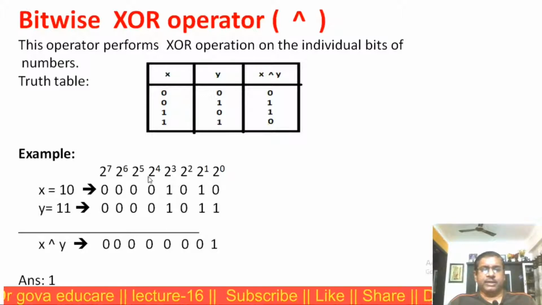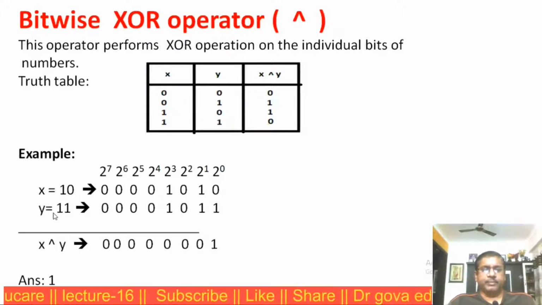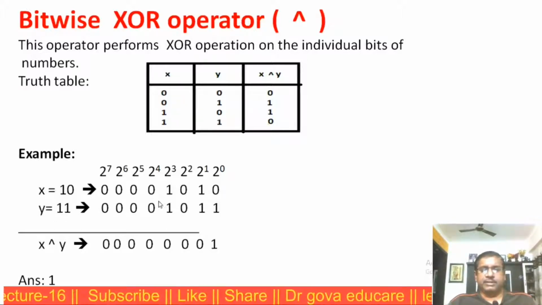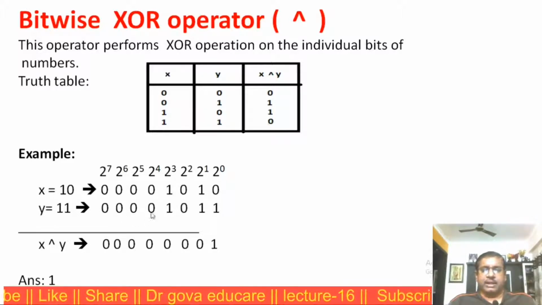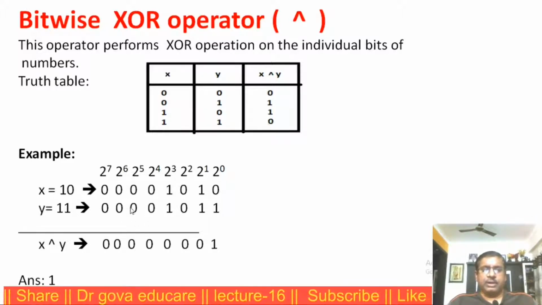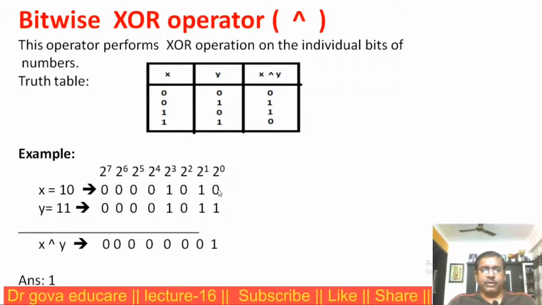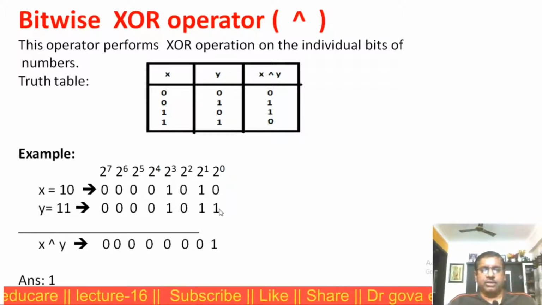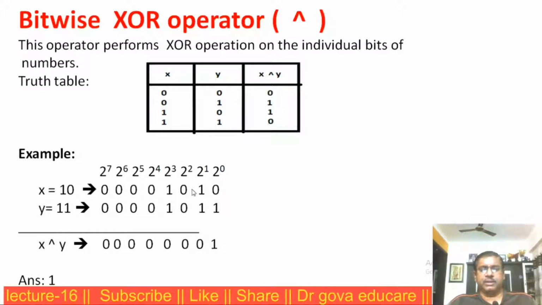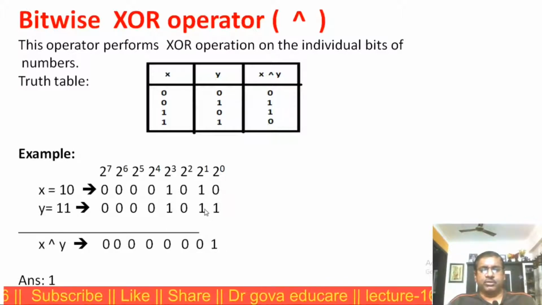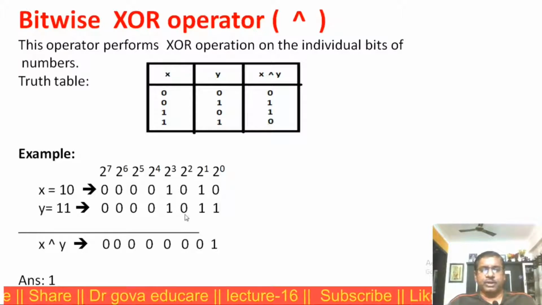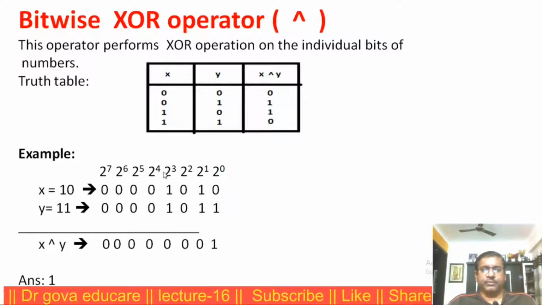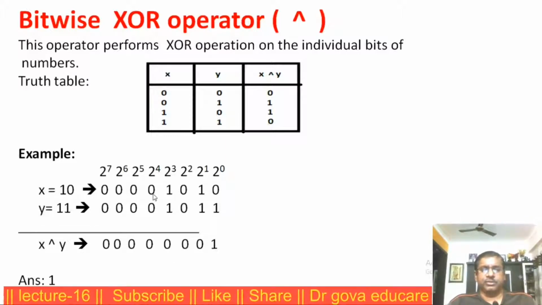X equal to 10, which is the 8-bit representation. Y equal to 11, which is the 8-bit representation. I want to perform the exclusive OR operation. 1 exclusive OR of 1 is 0. 0 exclusive OR of 1 is 1. 1 exclusive OR of 0 is 1. 0 exclusive OR of 1 is 1.